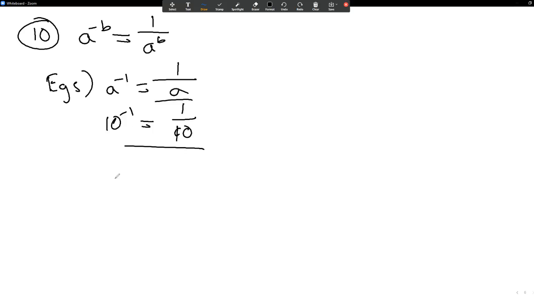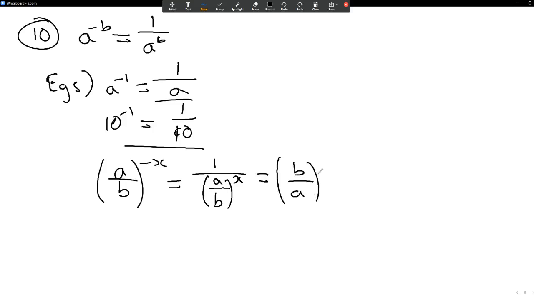You can also think of this as, if we have a over b to the power of minus x, well, it'll be 1 over a over b to the x. But if we have 1 over a fraction, we can just flip the fraction. So when we make the power negative, we flip the fraction.